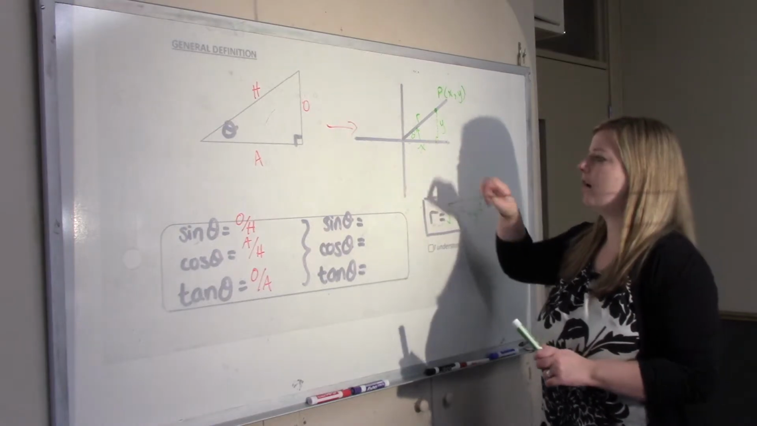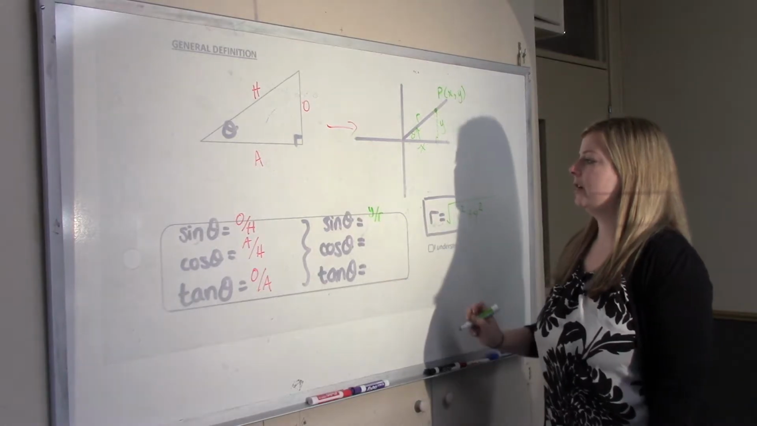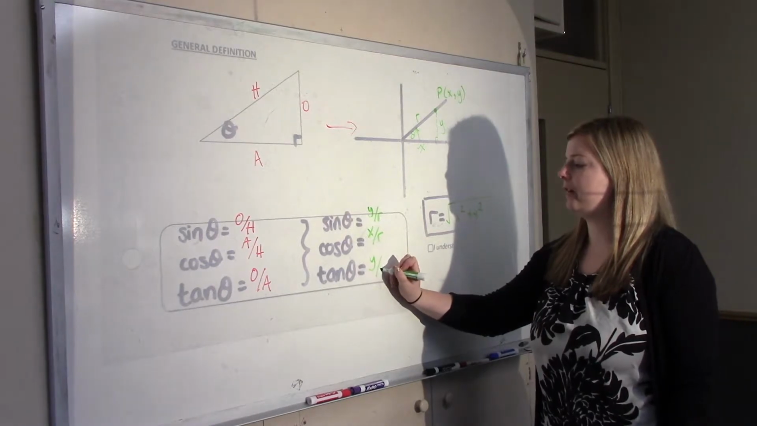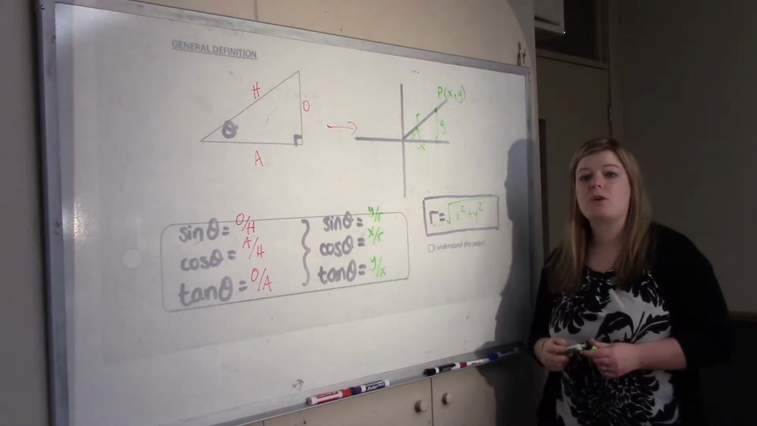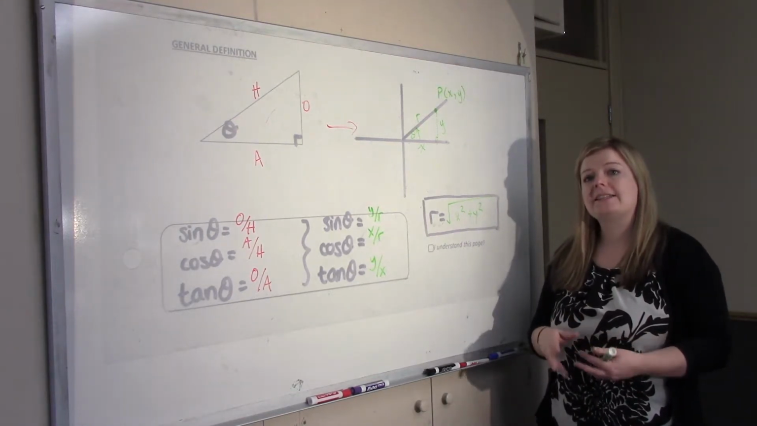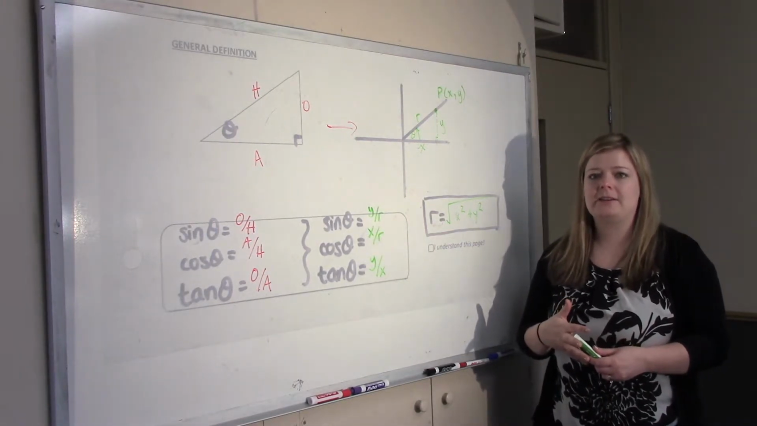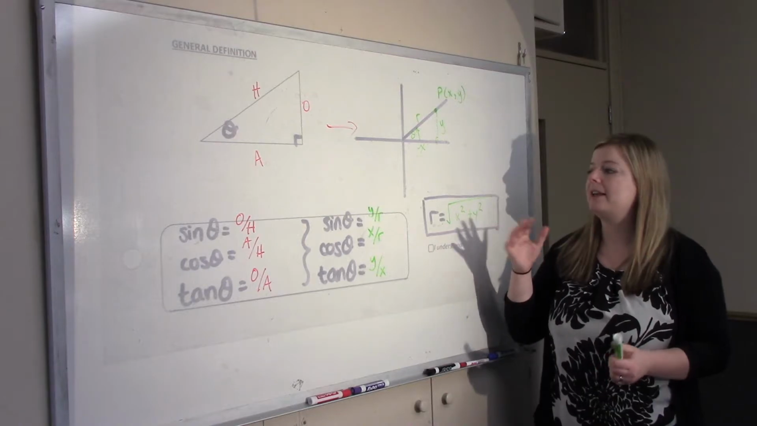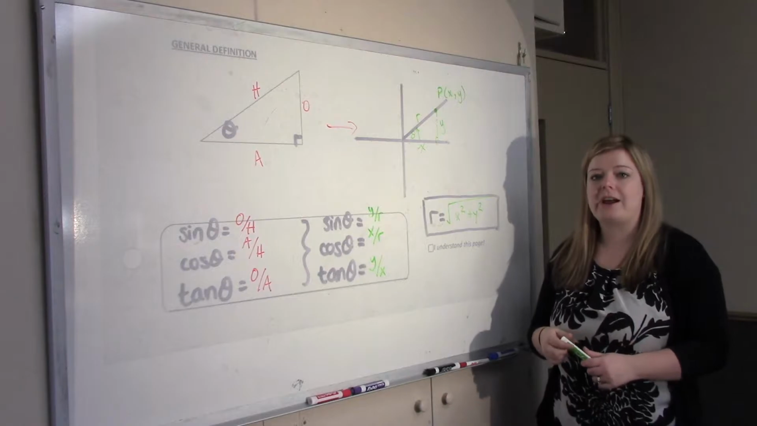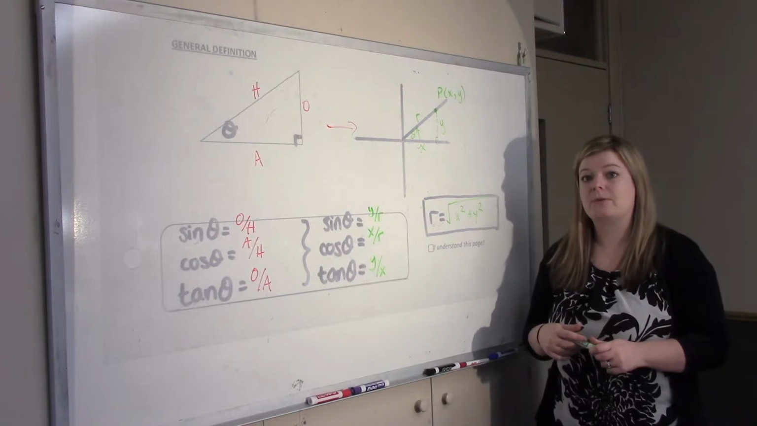SOH CAH TOA, so sine is normally opposite over hypotenuse. Well, here that would just be y over r. Cos would then be x over r. And tan would be y over x. So if you're given the coordinates of a point anywhere on the Cartesian plane, you can find its sine, cos, and tan ratios by using the y and x that you're given to find r, and then placing y, x, and r into any of these ratios. That also allows you to find the related acute angle by performing an inverse sine, cos, or tan operation.